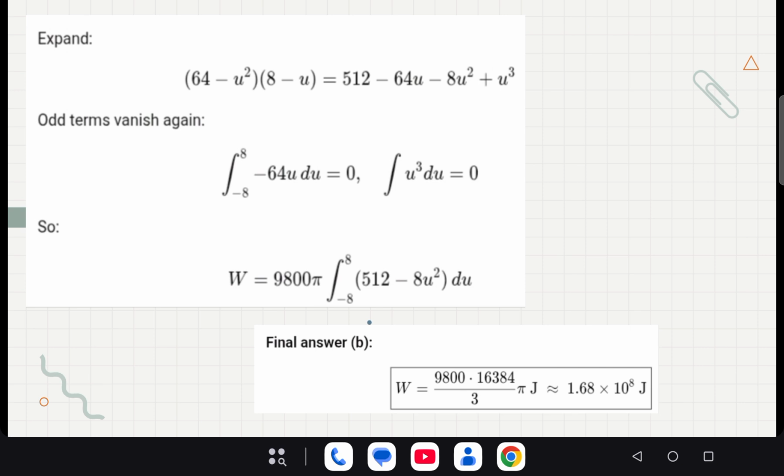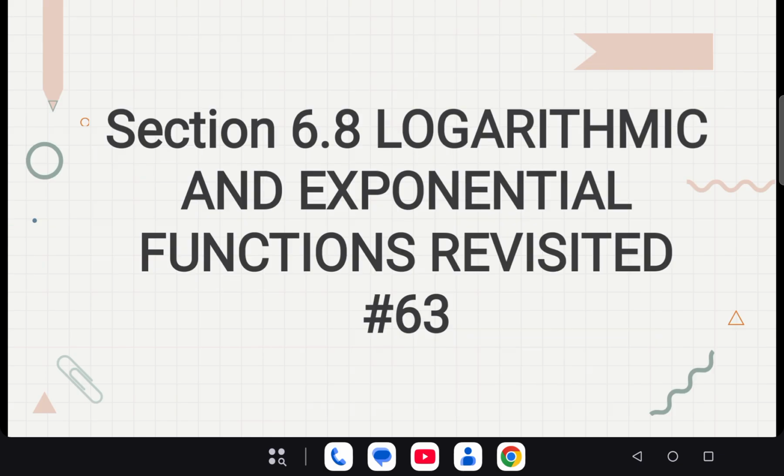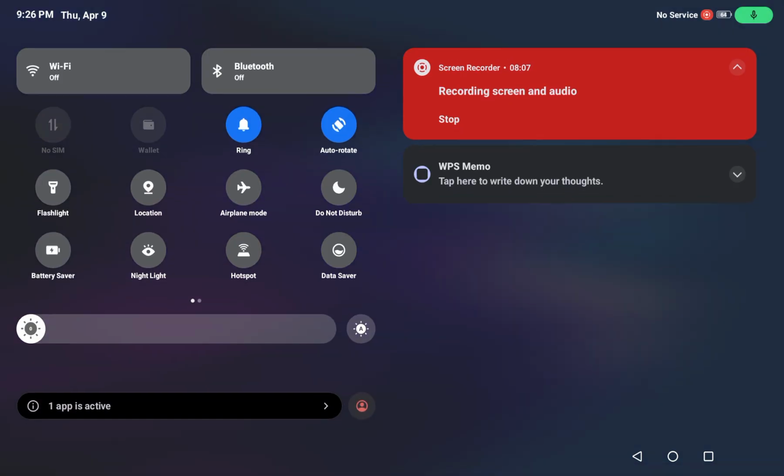We have the integral from negative 8 to positive 8 of minus 64u du equals 0, and the integral of u cubed du equals 0. So the work equals 9,800 pi times the integral from negative 8 to positive 8 of the quantity 512 minus 8u squared du. So the final answer for B is 1.68 times 10 raised to the power of 8 joules, the same as in letter A. That's all, po.